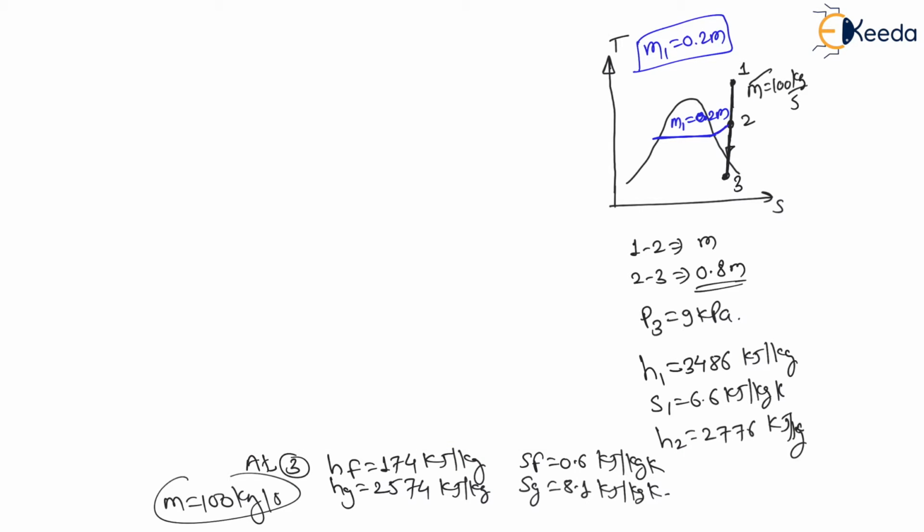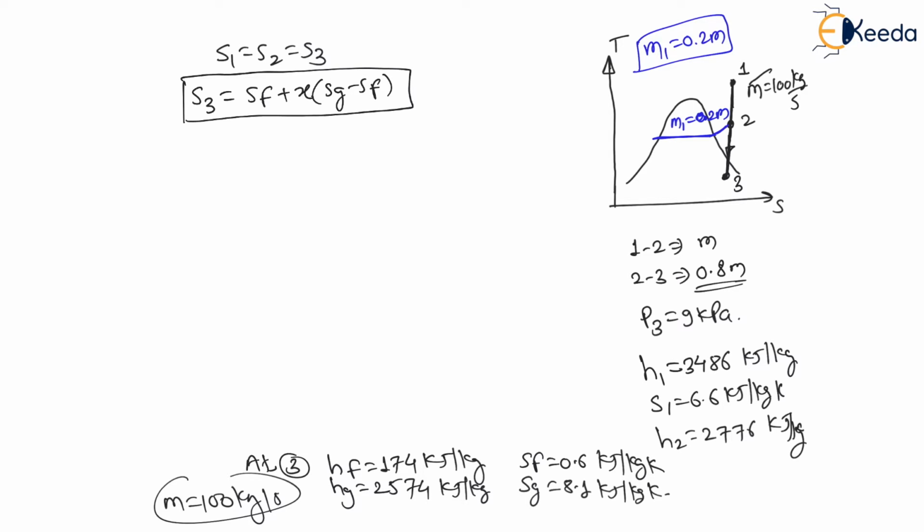Now my dear students, we know that the steam is expanding isentropically from 1 to 2 and 2 to 3. That means we can say S1 is equal to S2 is equal to S3, and S1 is given. But S3 we have to find from the steam table. We can say S3 is equal to Sf plus x into Sg minus Sf, at condition 3. At 3 means at 9 kilopascal, and these values are given. Sf, Sg values are given.